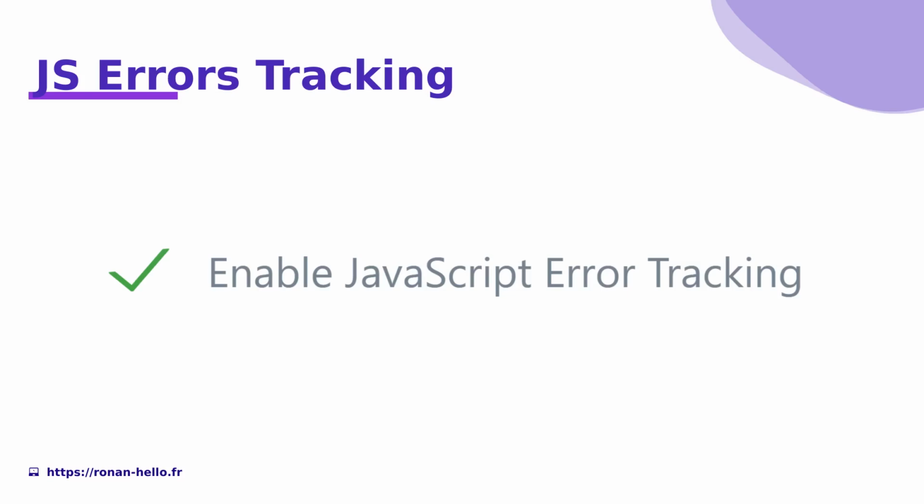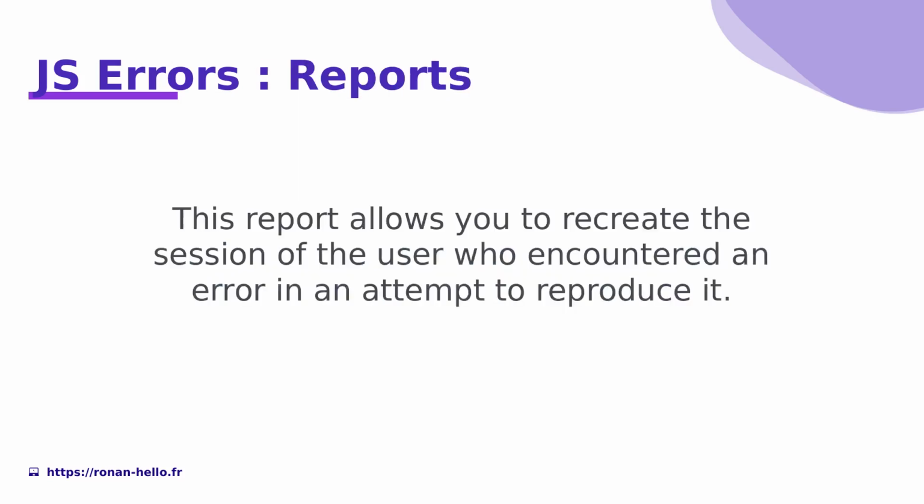This second part will be better for a technical or developer person. I invite you to enable JavaScript tracking error right in your Matomo configuration. For a Matomo Tag Manager user, it will be in the Matomo statistic variable, and you will just have a checkbox to enable, and it will collect JavaScript tracking errors for you. This report will allow you to recreate the session of the user who encountered an error in an attempt to reproduce it. And it will be very, very important for SaaS owners.